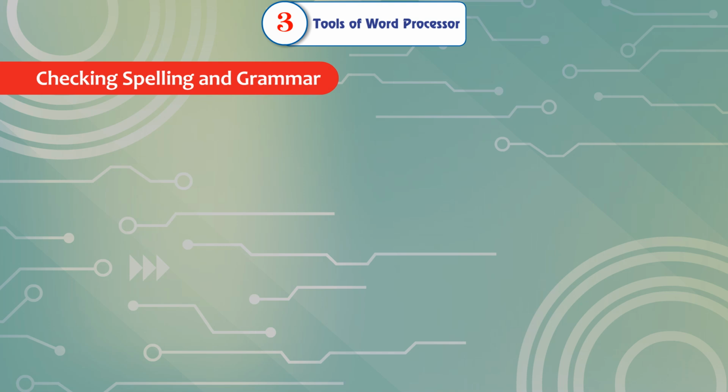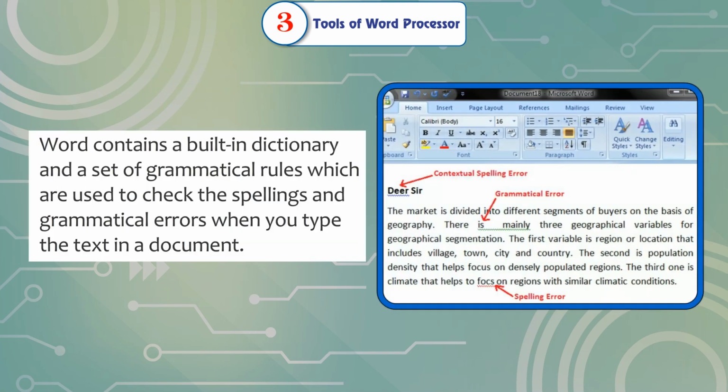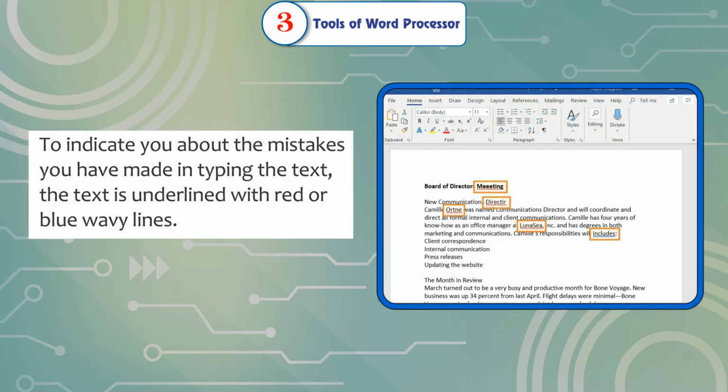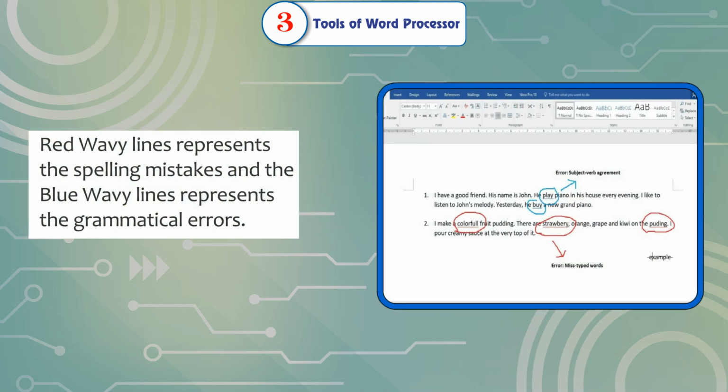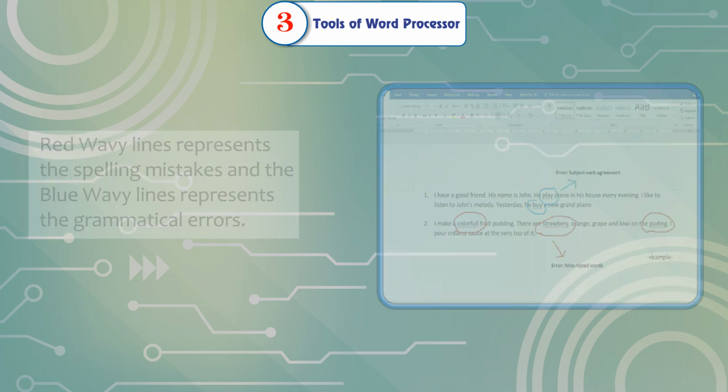Checking spelling and grammar. Word contains a built-in dictionary and a set of grammatical rules, which are used to check the spellings and grammatical errors when you type the text in a document. To indicate the mistakes you have made in typing, the text is underlined with red or blue wavy lines. Red wavy lines represent the spelling mistakes and the blue wavy lines represent the grammatical errors.